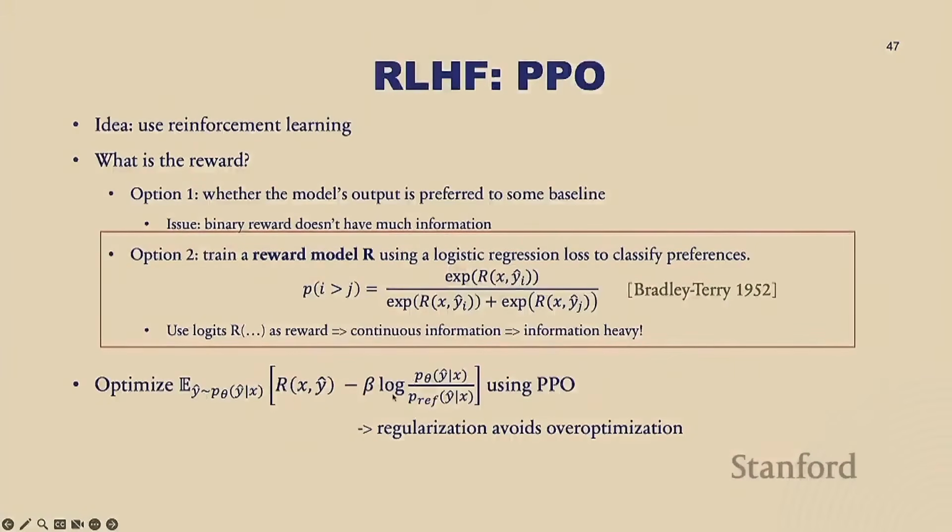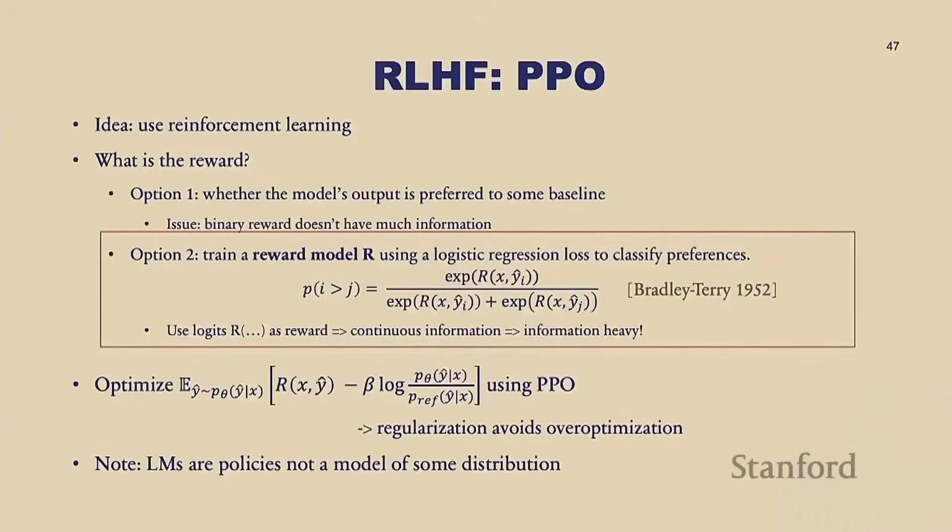And then you just use some regularization terms. The reason why we do this regularization term is for avoiding what we call over-optimization. So this reward model might not perfectly model human preferences. So you don't want to maximize this thing to essentially infinity. And you do it using PPO, which is a common reinforcement learning algorithm.